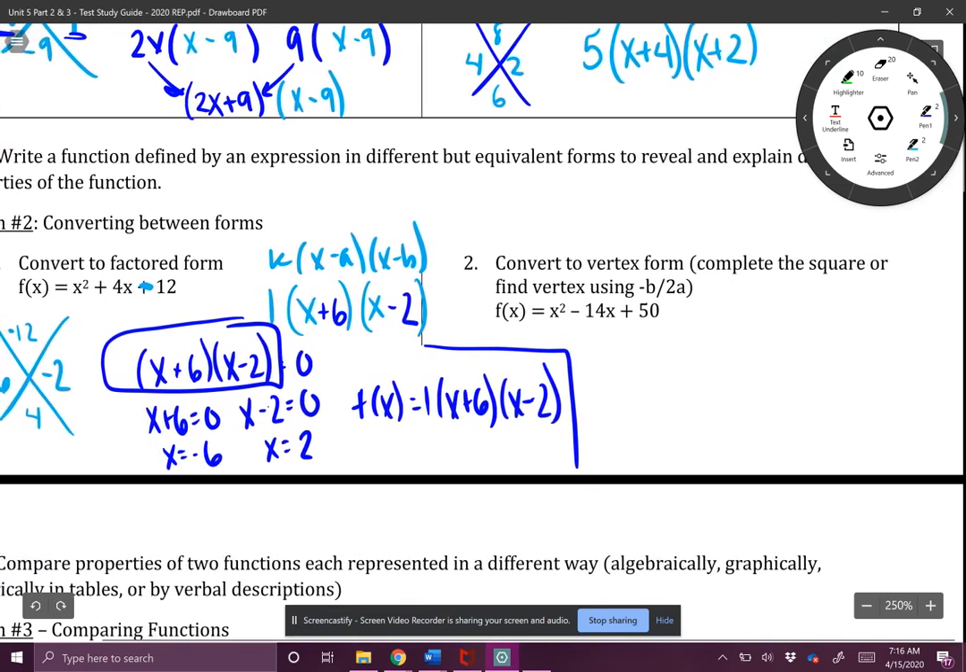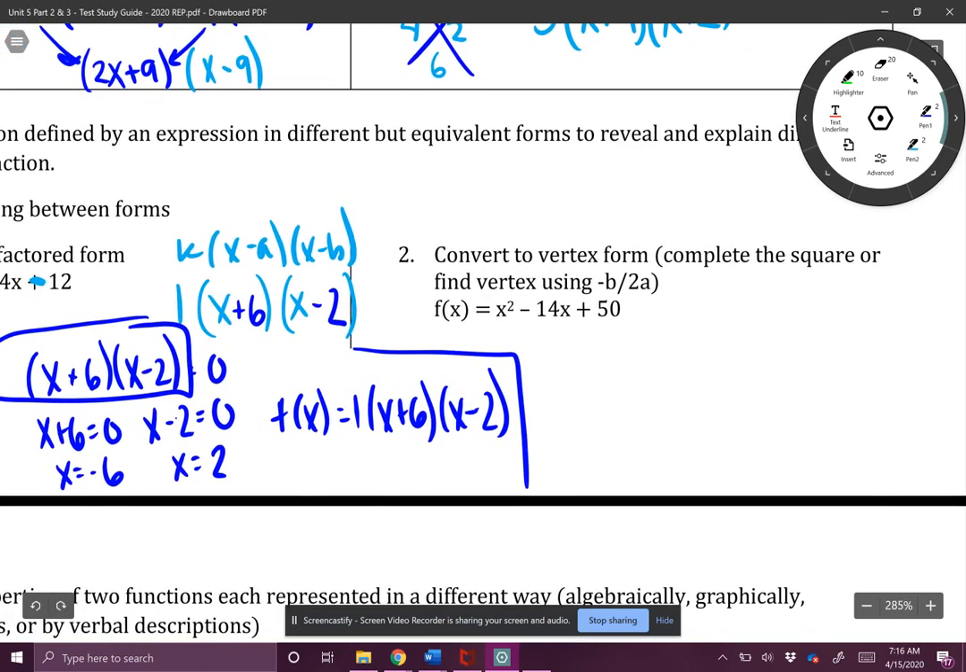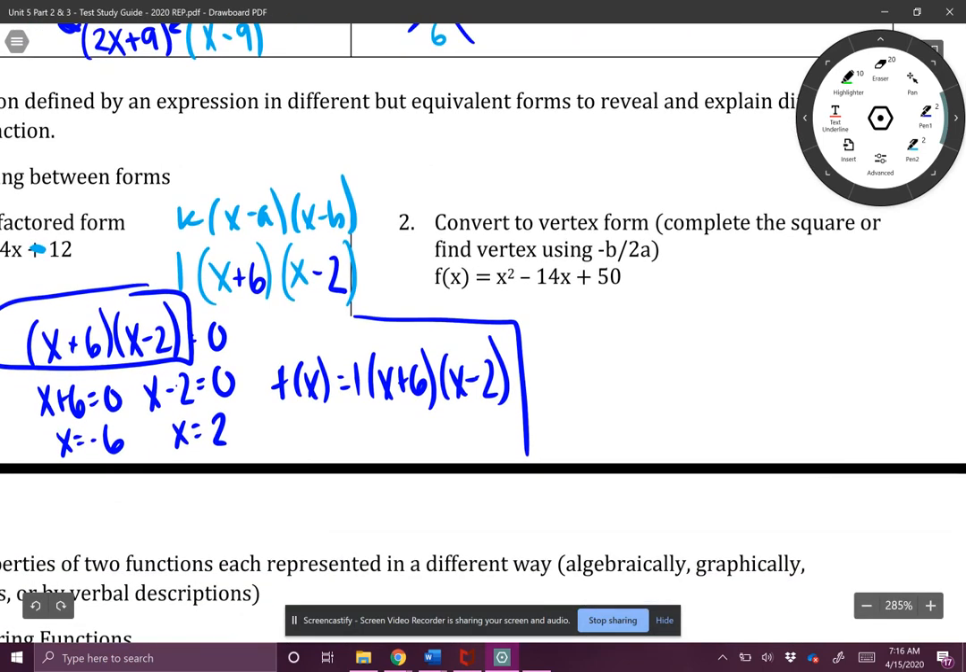All right, last one we're going to work with today. Convert to vertex form. We can either complete the square, or we can find the vertex form using negative b over 2a. We're going to choose to complete the square on this one, just to get a little bit of practice. So in order to make this into vertex form, let's go ahead and try and complete the square.